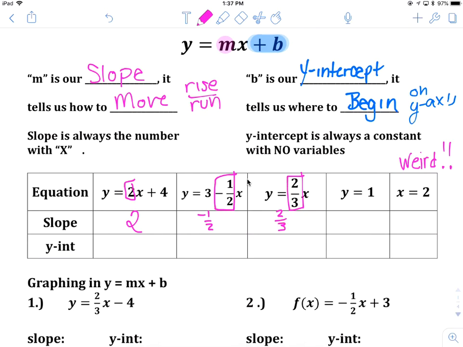But on this fourth one, it's going to start to get a little different. I don't have any x's in the equation y equals 1. So because I have no x's, my slope is 0. Okay, and 0x plus 1. And for this last one, we're going to save him and do that all at once.